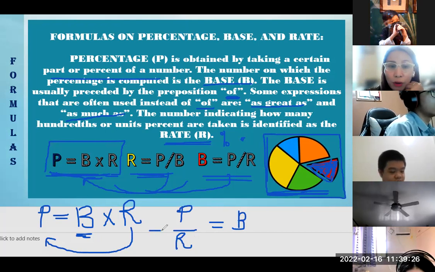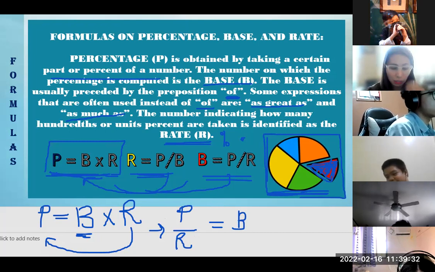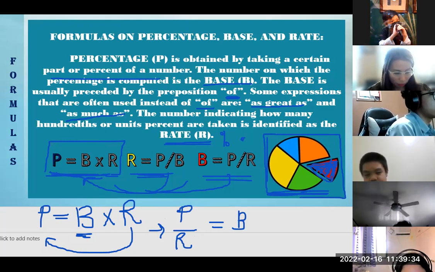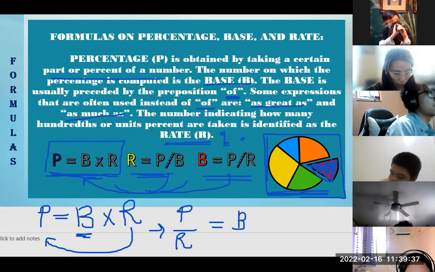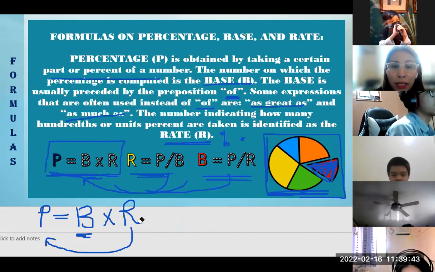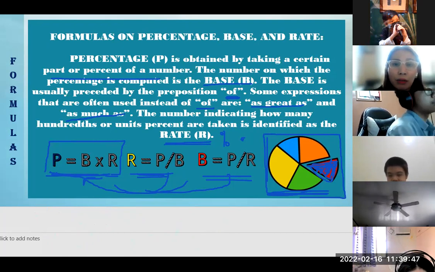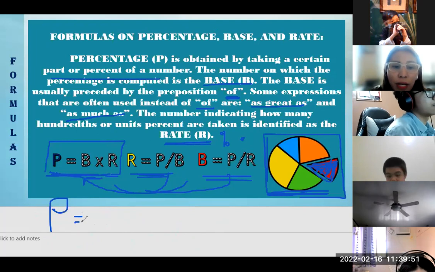Nakuha po kung paano siya? Okay, ganyan lang. Same with this. Same with the rate naman yung missing. Example, rate yung missing. So, using again the same formula.